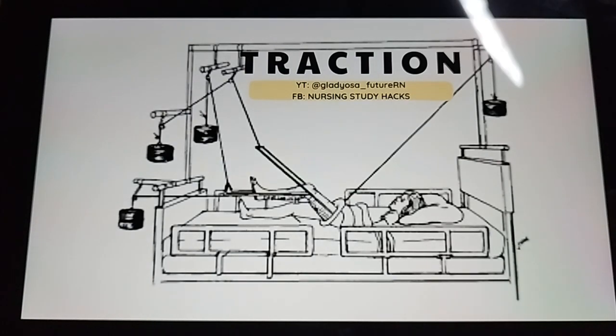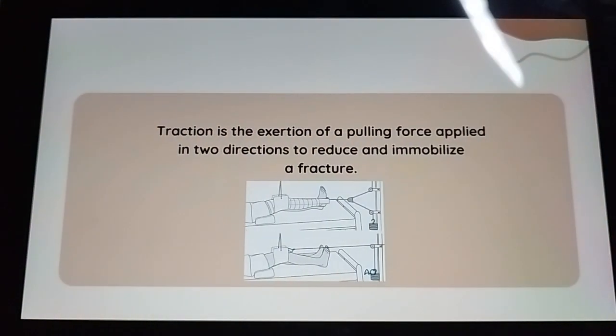Ang traction is isa sa mga interventions na binibigay natin kapag ang ating patient is may fracture. Kasama niya dyan yung reduction, fixation, and also yung casting. So ano nga ba yung traction? Traction is the exertion of a pulling force applied in two directions to reduce and immobilize the fracture. It provides proper bone alignment and reduces muscle spasms.